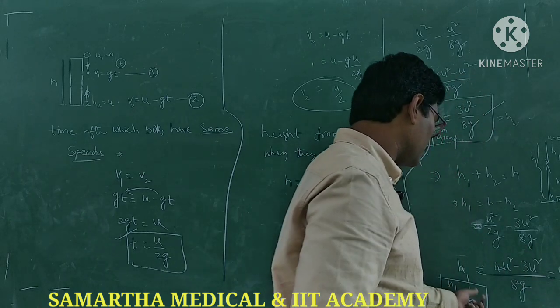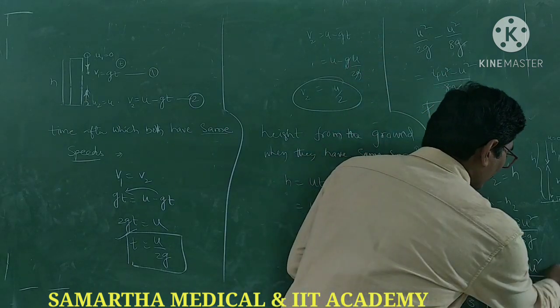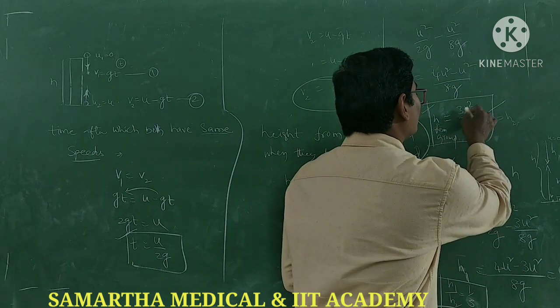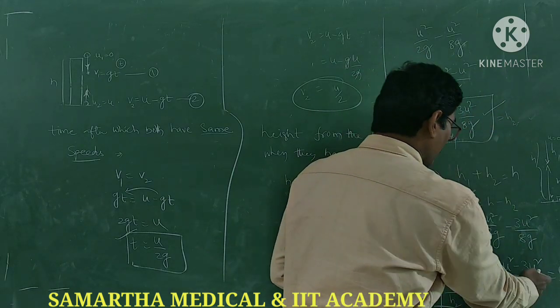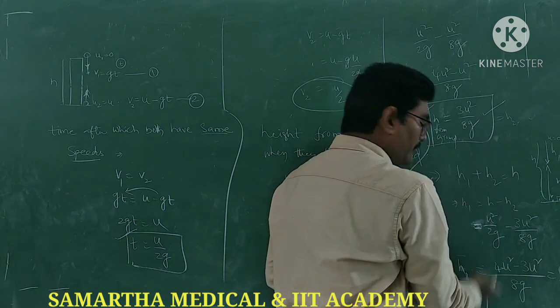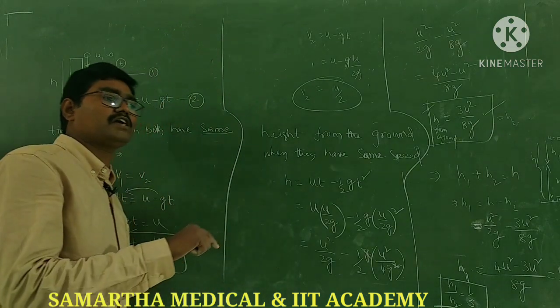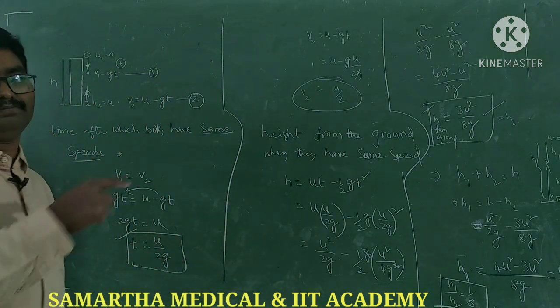So this is h1 by h2 equal to 1:3. So h1 is equal to u square by 8g, and h2 you got is 3u square by 8g. So h1 by h2 is equal to u square by 8g by 3u square by 8g. You will get 1/3. That is the ratio when their speeds are the same.